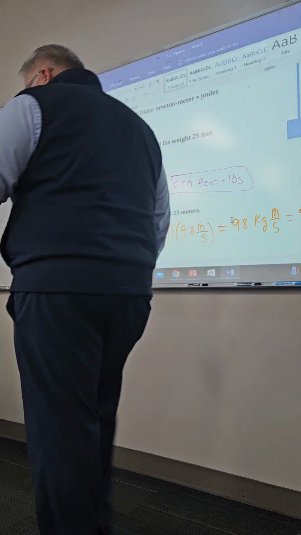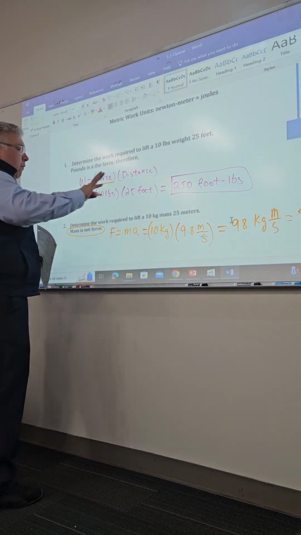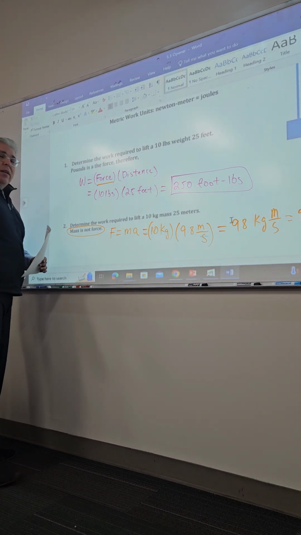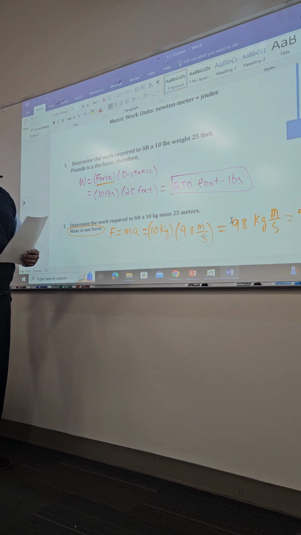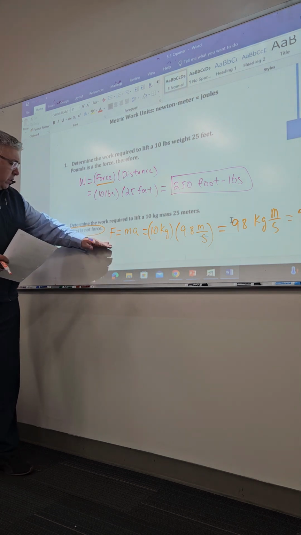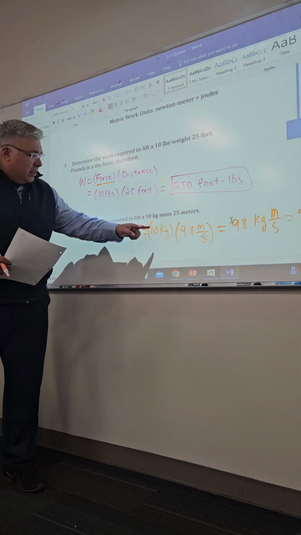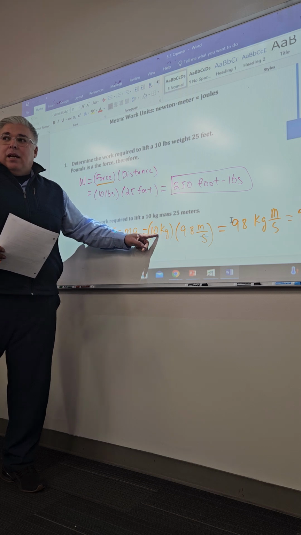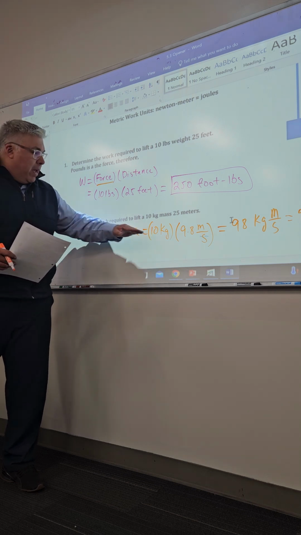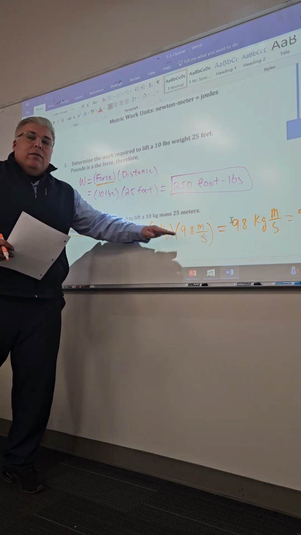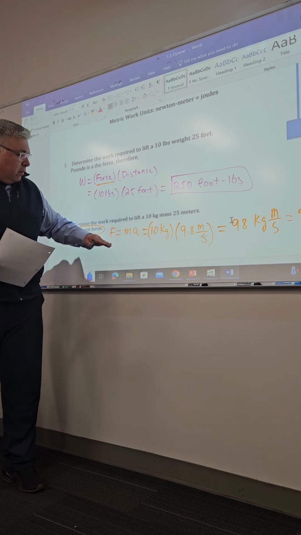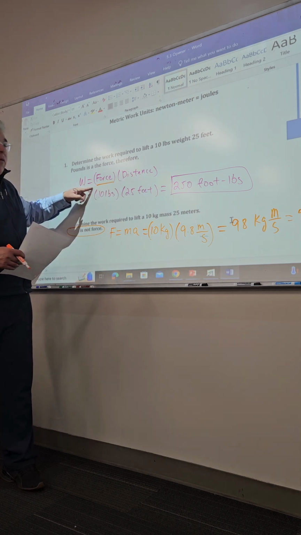Makes sense? So that's how you have to find the force before you find the work. Now that you got the force, right? Again, why do we do this to find force? Because they gave us the mass in kilograms, right? So you got to find the force by doing mass times acceleration. Then once you get the force, now we can do the work formula.